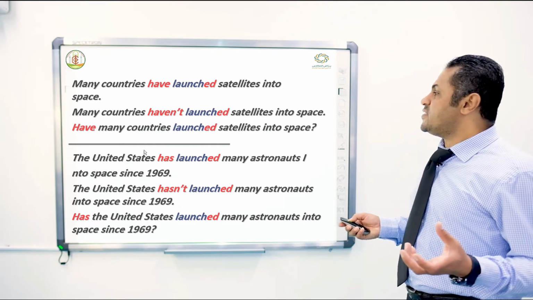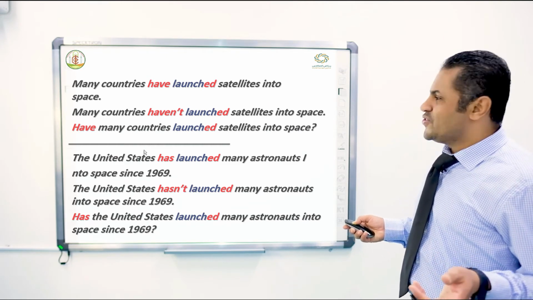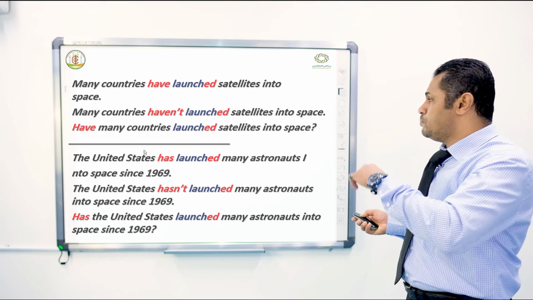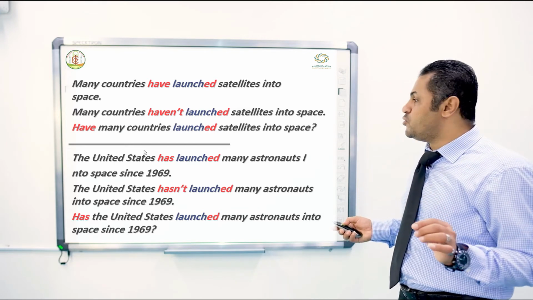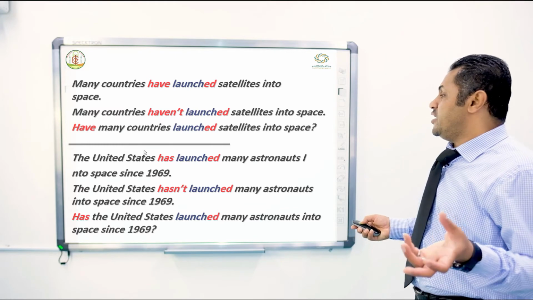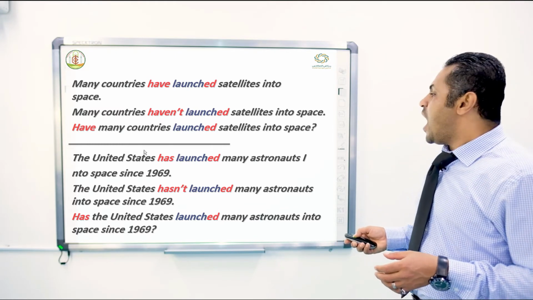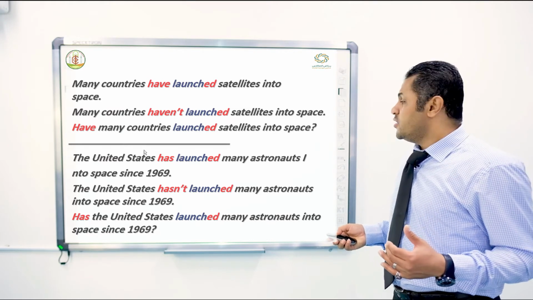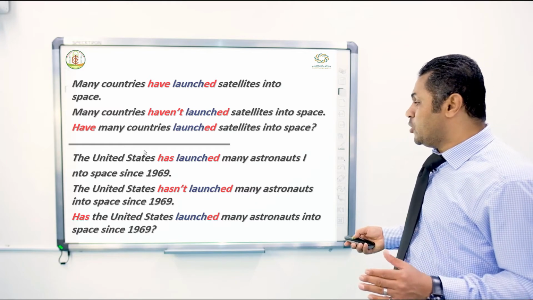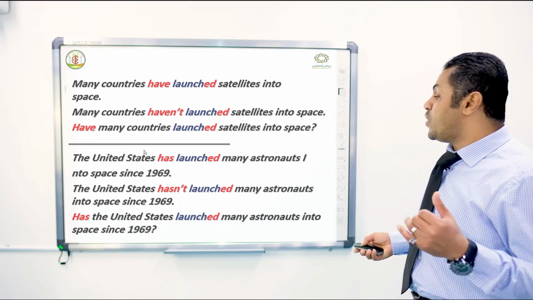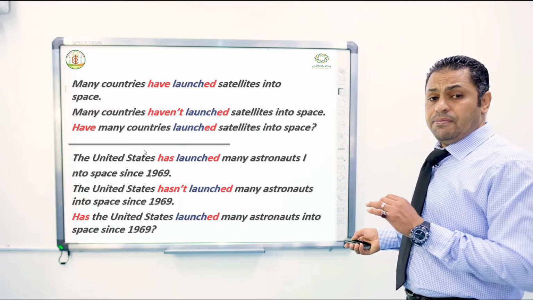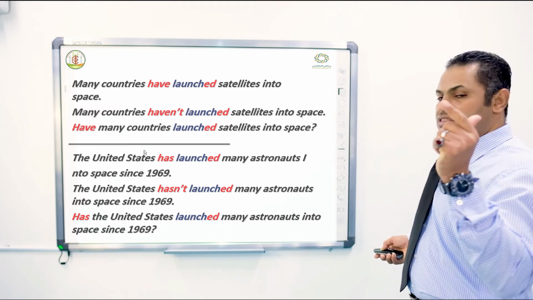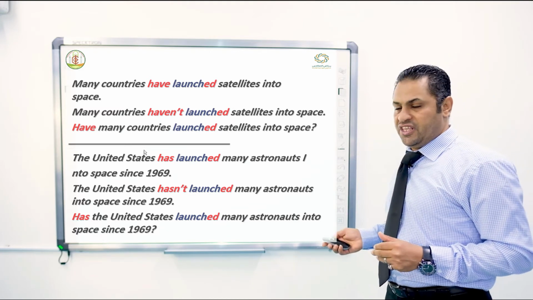Here, the subject is many countries, which is plural. So we get have, followed by PP. And the negative will be haven't, followed by PP. The question begins with have followed by the subject, the PP, and the complement of the sentence. Have many countries launched satellites in space? But with singular, we use has followed by the past participle. In the negative, has is turned into hasn't, followed by the past participle. And for question, we begin with has, the subject, the past participle, and the complement of the sentence.